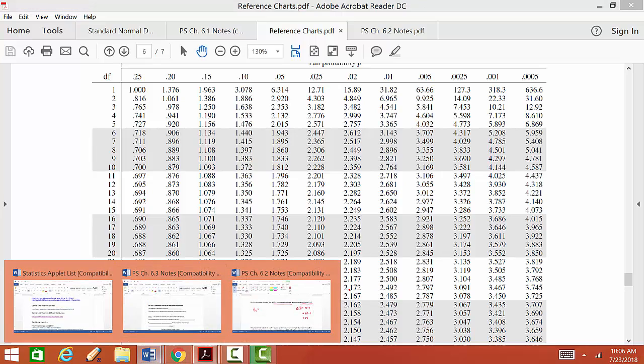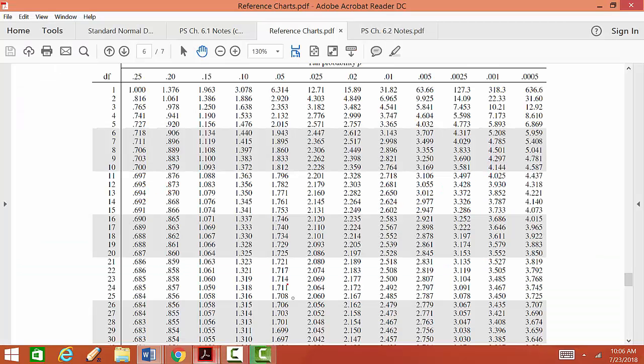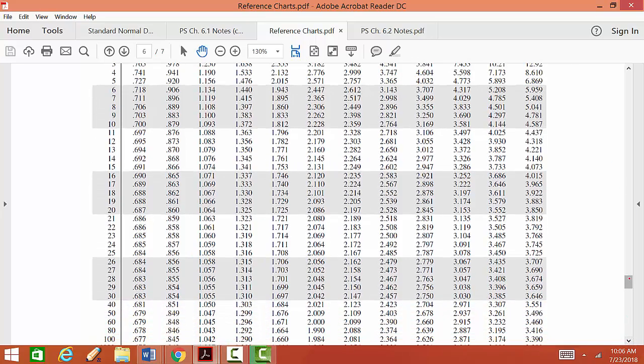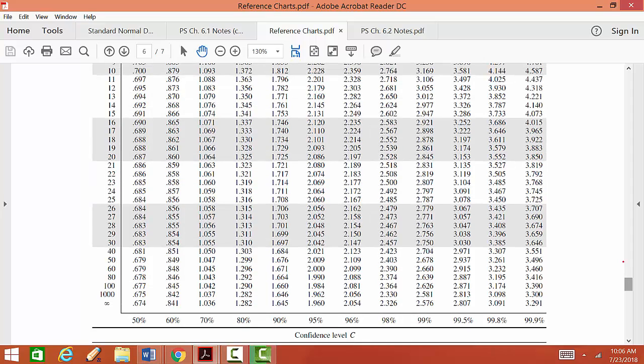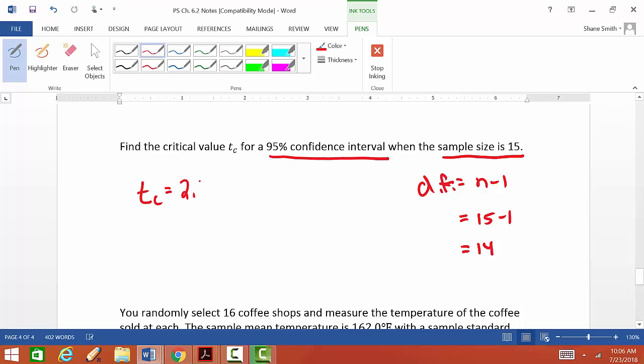And if we go back, our degrees of freedom was 14, and our confidence level was 95%. So 14, we want to look at this row. And if I go down, I see confidence level. Well, confidence level 95%, so then I'll follow this 95% all the way up to 14, which is 2.145, and that's how we find a t-score. We just have to look it up in the chart, which is pretty nice.